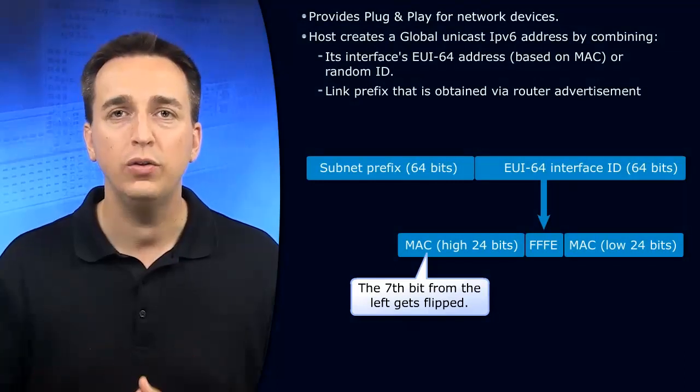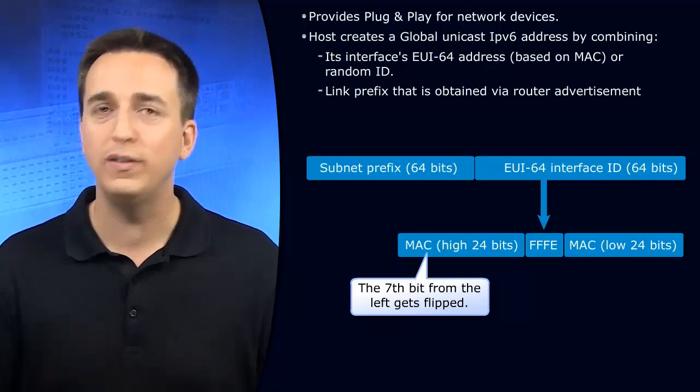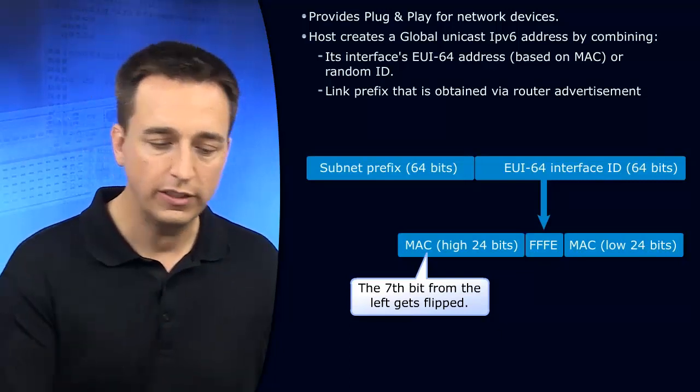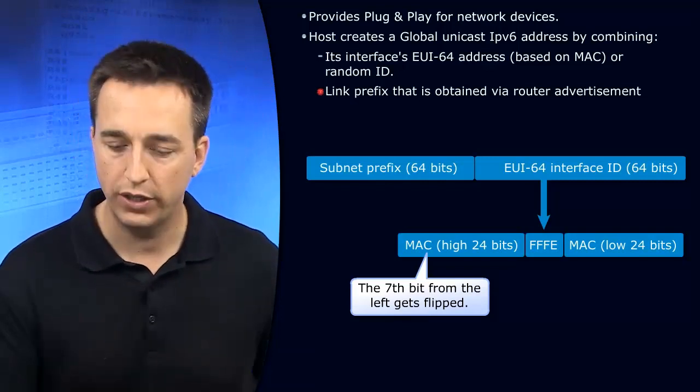So here's how it works. Our devices, when enabled for stateless autoconfiguration, and by default, Windows 7 and Windows 8 devices are automatically enabled for stateless autoconfiguration, will send out a router solicitation message. A router solicitation message is sent so they can find a router on the network that can advertise to them a prefix that can be utilized to automatically generate an IPv6 address. So that's the first thing they're looking for. They're looking for that link prefix from a router advertisement.